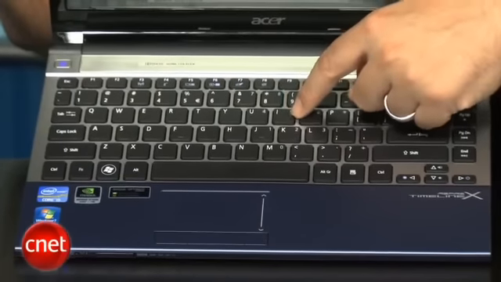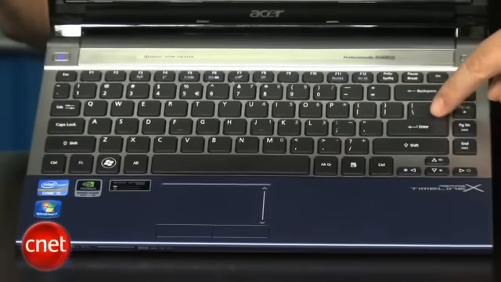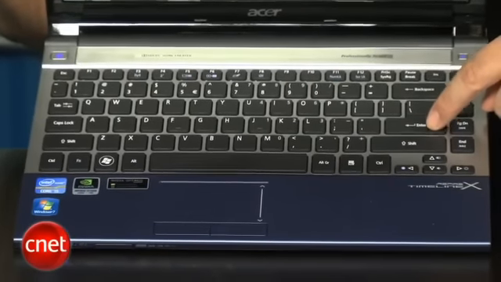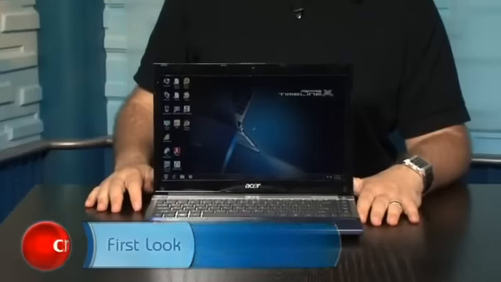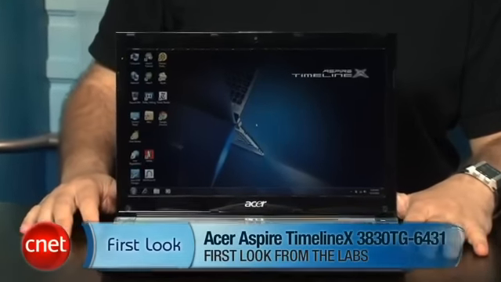If you don't mind a slightly wonky keyboard and trackpad, you might want to really take a look at this new Acer Timeline X. I'm Scott Stein, and that's a look at the Acer Timeline X 3830TG-6431.